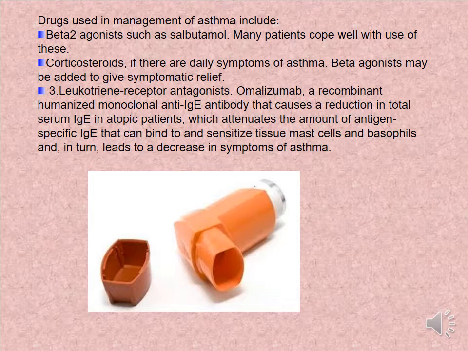Third, leukotriene receptor antagonists and omalizumab, a recombinant humanized monoclonal anti-IgE antibody that causes a reduction in total serum IgE in atopic patients, which lowers the amount of antigen-specific IgE that can bind to and sensitize tissue mast cells and basophils, and in turn leads to a decrease in symptoms of asthma.